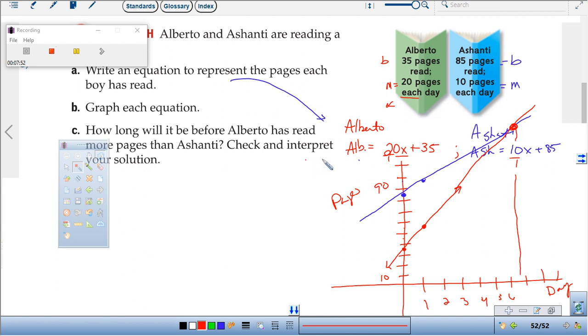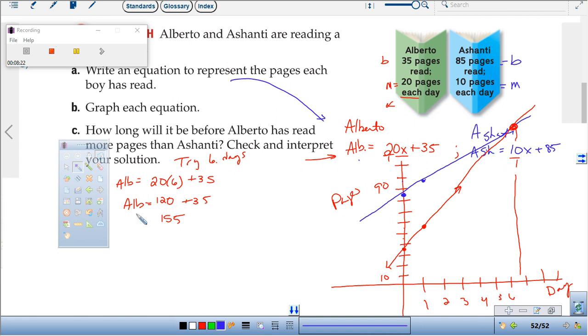For this person here, at 6 days, we're going to have 20 pages a day. I'm going to try 6 if you don't mind. At 6 days, this person has 20 times 6, plus the 35 he originally started with. So he'll have 120 plus 35. So Al would have 155 pages. Okay? As we get an idea.